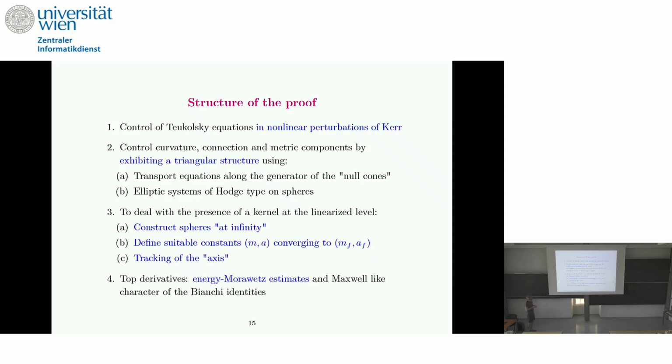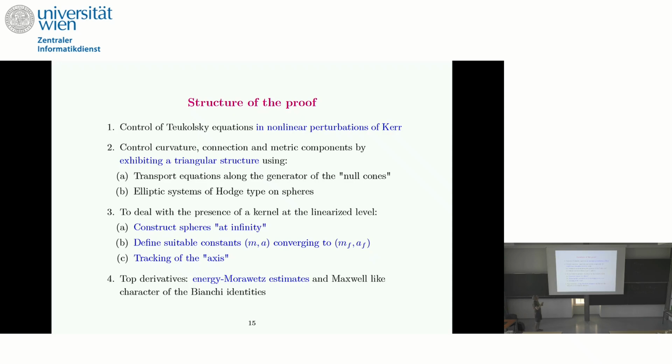In fact, it's not a two-dimensional kernel, it's a four-dimensional kernel. You also have to track the axis of the final Kerr solution. In general perturbations of Kerr, there are no symmetries, but as you converge towards the final Kerr, you have to be able to track the direction of the axis of the final Kerr. So it's in fact a four-dimensional kernel.